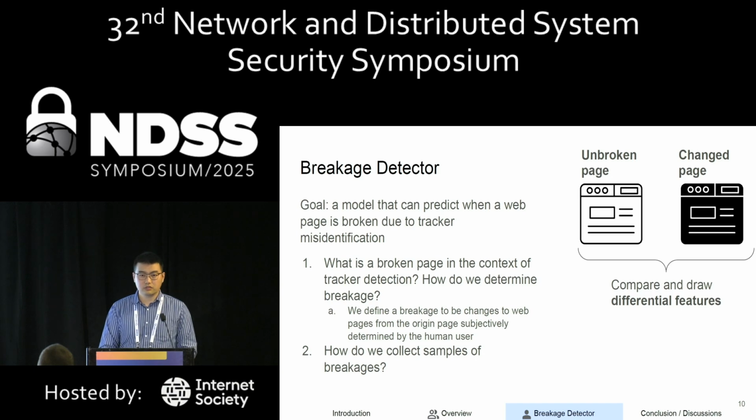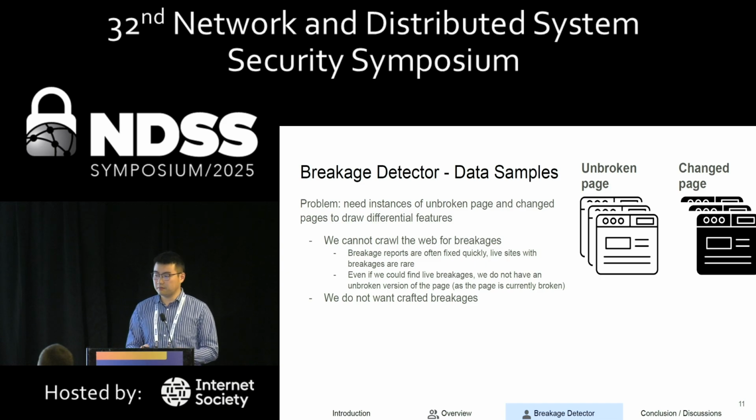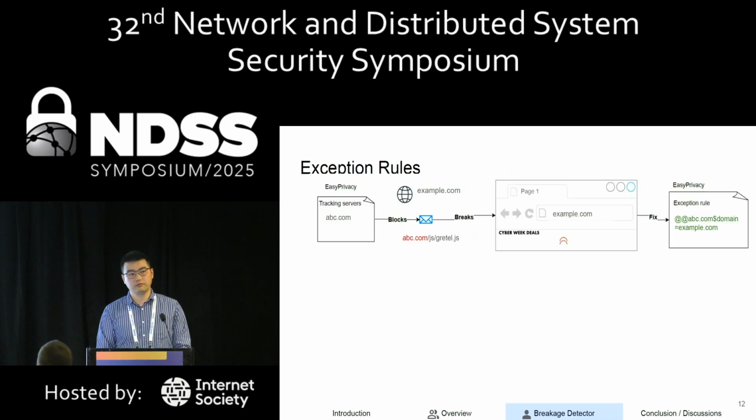An equally important problem we had to address was how do we collect samples of breakages. We need many instances of this unbroken version of the page and the changed page. Obviously, we can't crawl the web to collect breakages because they are extremely rare, and we don't want to craft breakages as that can skew our results. So, Duumviri collected breakage samples by studying exception rules. This is a type of rule that privacy developers insert into filter lists to temporarily fix breakages.